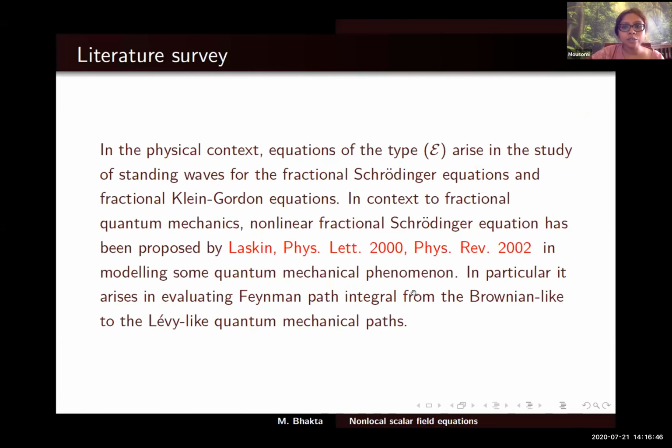Okay. So in the physical context, the question is: my equation (E), the general scalar field equation, where does it appear, or where does the equation come from? This kind of equation appears in the fractional, non-local case, in the study of standing waves for the fractional Schrödinger equation and the fractional Klein-Gordon equation. In the context of fractional quantum mechanics, the nonlinear fractional Schrödinger equation was proposed by Laskin in two consecutive papers in 2000 and 2002, modeling some quantum mechanical phenomena. In particular, it arises in evaluating the Feynman path integral from Brownian-like to Lévy-like quantum mechanical paths.